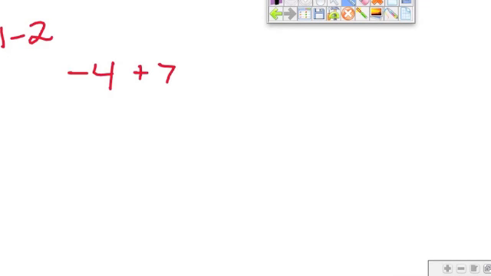Let's say that all of my negatives were blue. So I would need 4 negatives. 1, 2, 3, let's put one over here, 4. Now I need 7 positives, and I'm going to make my positive green. 1, 2, 3, 4, 5, 6, 7. All right, this is just to give you a visual.